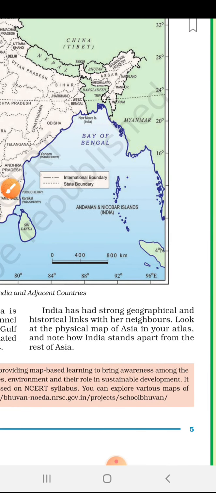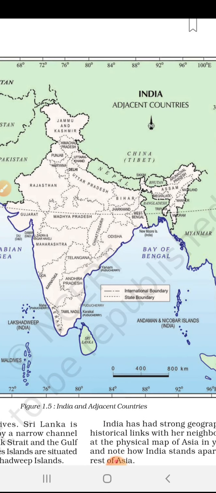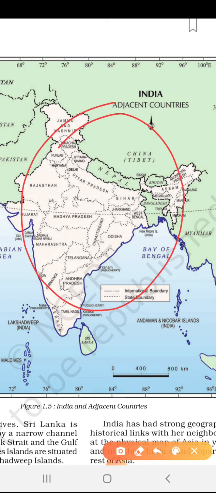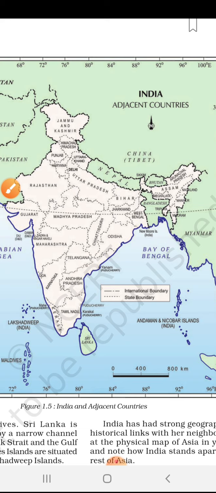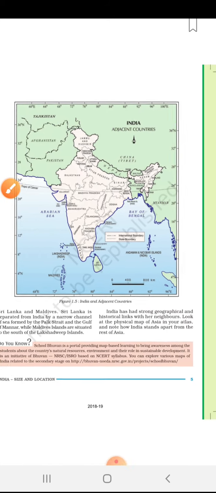India has had strong geographical and historical links with its neighbors. Look at the physical map of Asia in your atlas and note how India stands apart from the rest of Asia. And this is a map. This map is very important for all of you because all the union territories and states are located here. So you should try to learn the location of all the states because it is very helpful for your examination purposes. In this way, we have concluded the chapter.